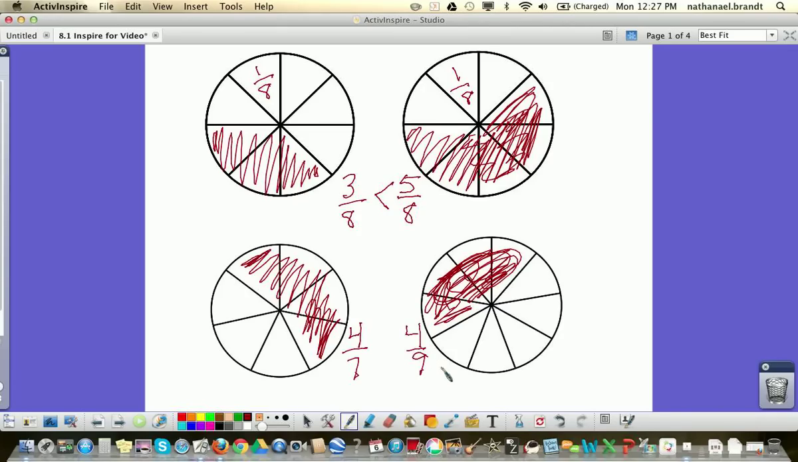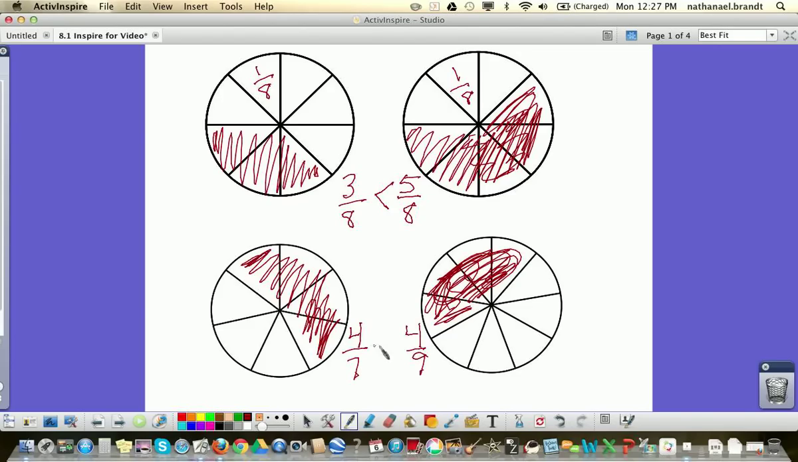As we talked about in Unit 6, the bigger the denominator, the smaller the size of the piece. If you look at this piece of pizza compared to this piece of pizza, you can see that it's smaller. The bigger the denominator, the smaller the size of the piece. The smaller the denominator, the bigger the size of the piece.